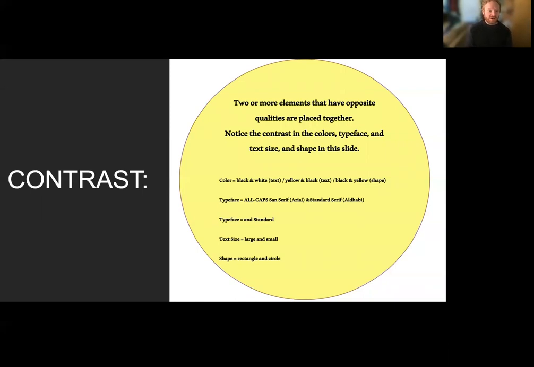Our very first principle of CRAP is called contrast. Now, first things first, take a minute and just look at the slide. I'll be back in just a moment.